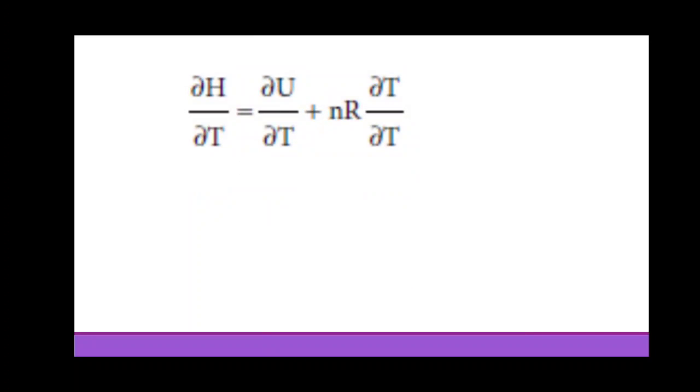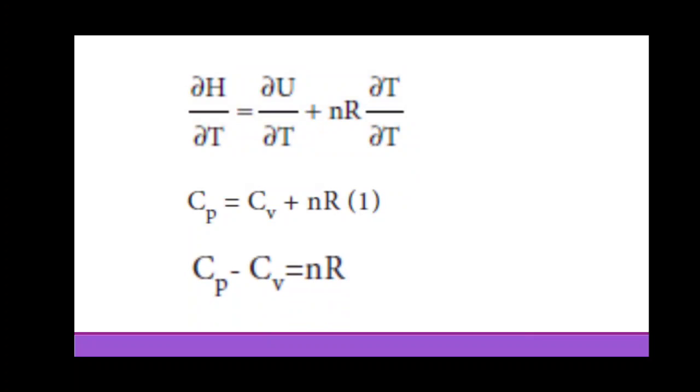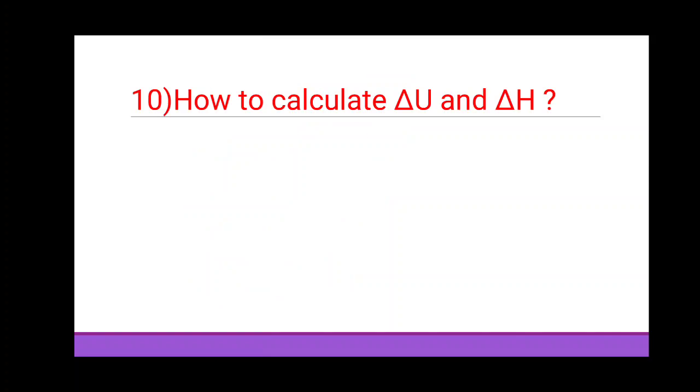Now the fourth step, differentiate the above equation with respect to temperature. So ∂H/∂T equal to ∂U/∂T plus nR ∂T/∂T. So ∂T/∂T cancels. So we get ∂H/∂T, which is Cp, equal to ∂U/∂T, which is Cv, plus nR. Now the Cv will move to the left-hand side. Cp minus Cv equal to nR. That's all.